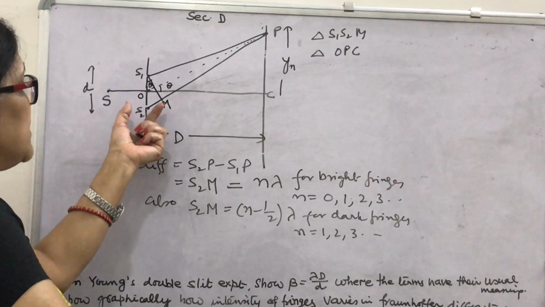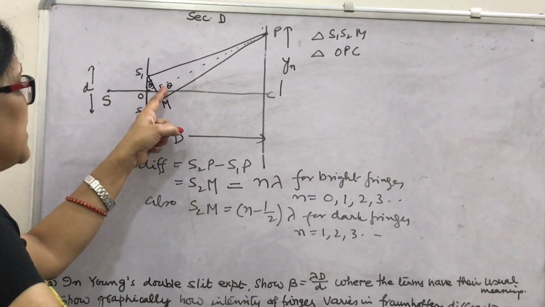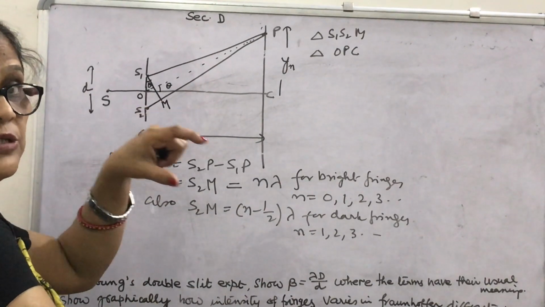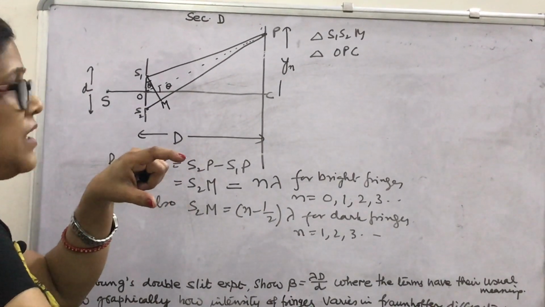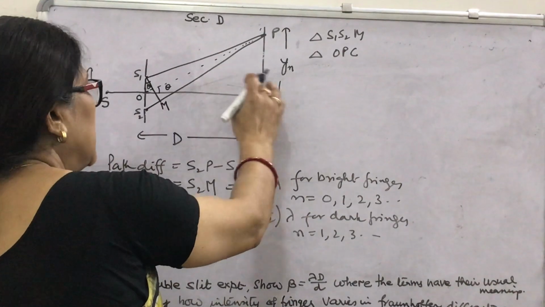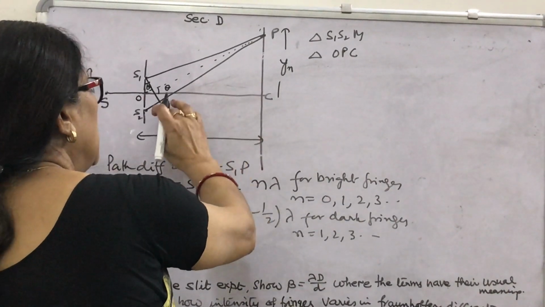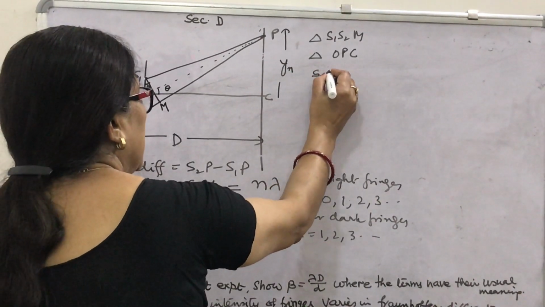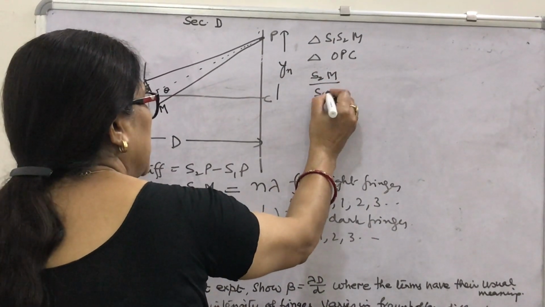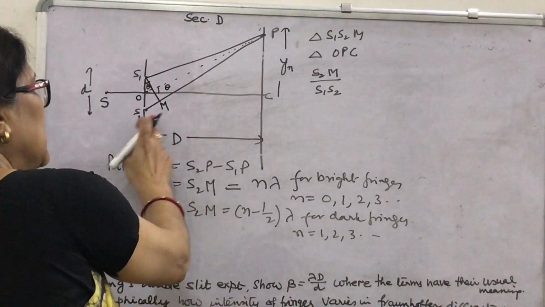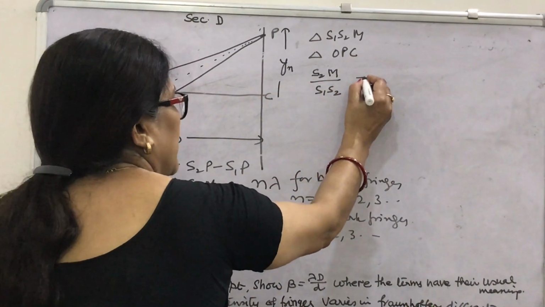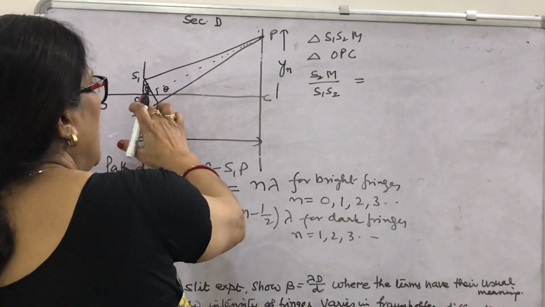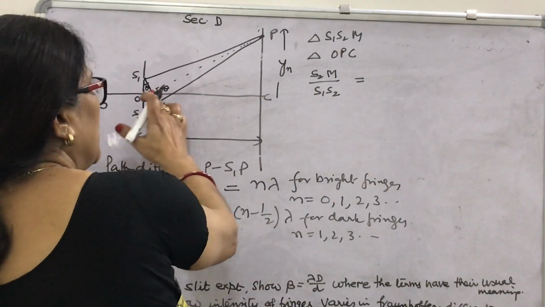In the similar triangles, we have assumed this angle theta and this one is also theta. The ratio of the same sides can be taken in similar triangles. If you take this triangle S1, S2, M, you can write S2M upon S1S2. Then what will you write in this triangle OPC?